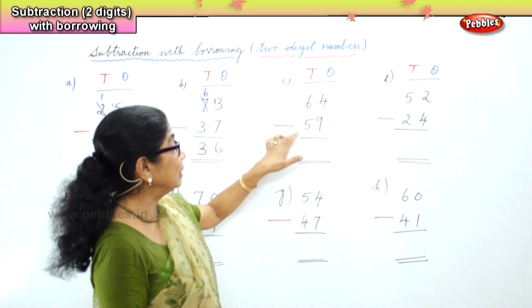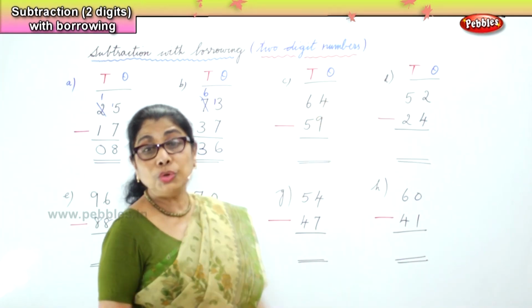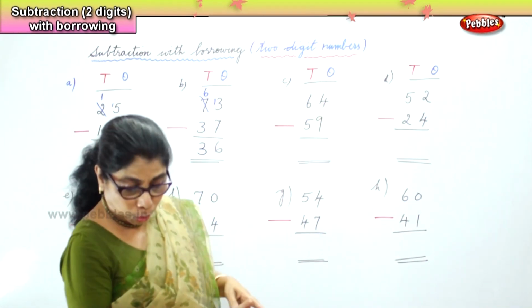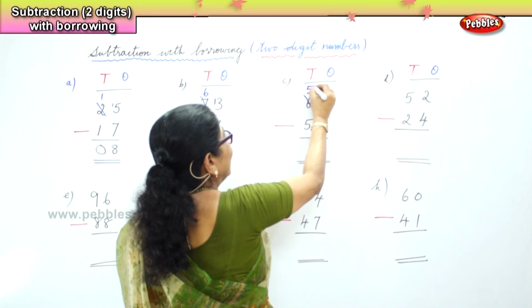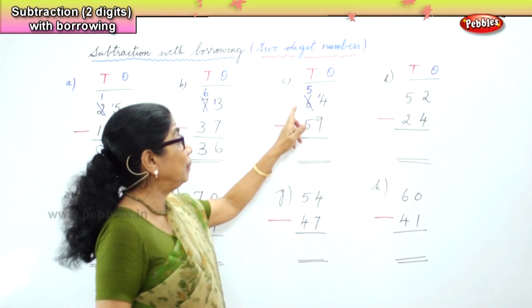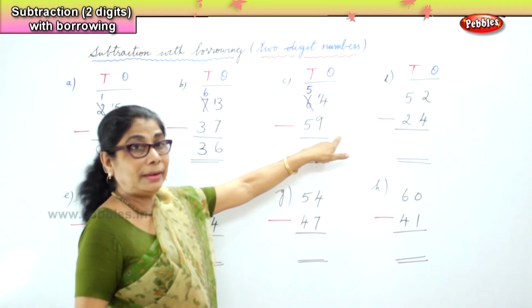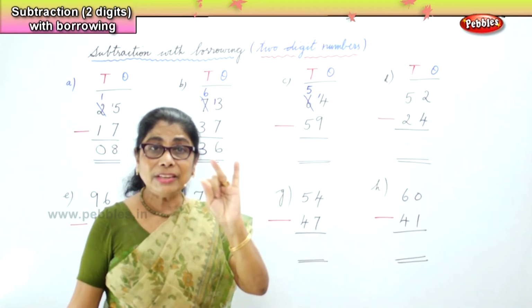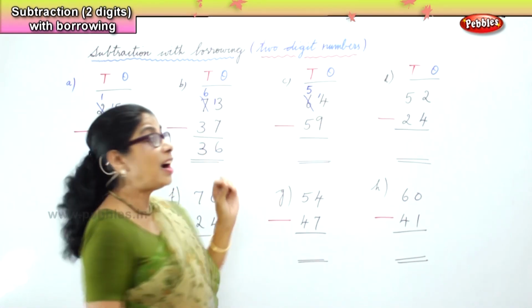64 minus 59. Again, 4 is a small number, 9 is a big number. You cannot minus 4 from 9. Therefore, you borrow. We are going to borrow 1 from here, which becomes 5, 1 less, and you get 14 here. You took 1 ten from the tens place, plus 4, you get 14. Now 14 minus 9. After 9, 10, 11, 12, 13, 14. So 14 minus 9 is 5.